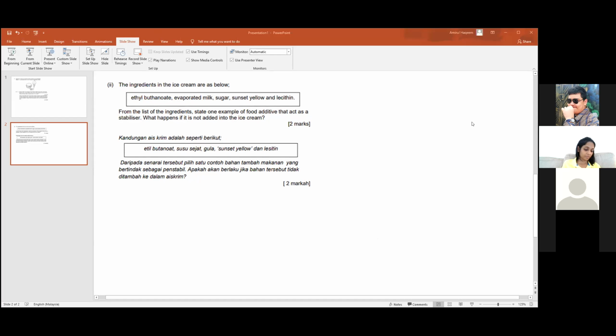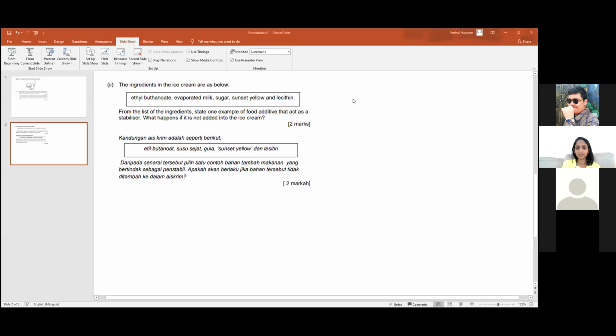Teacher, I'm not sure about evaporated milk. Lecithin acts as a stabilizer, so the answer is lecithin. Correct. But why, and what happens if it is not added? The function of a stabilizer is to prevent the emulsion from separating. Then what happens if it's not added into the ice cream? The ice cream will form a layer.